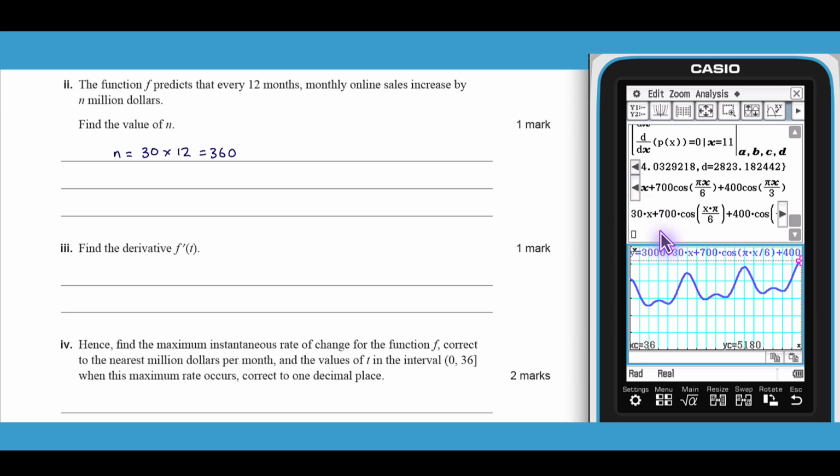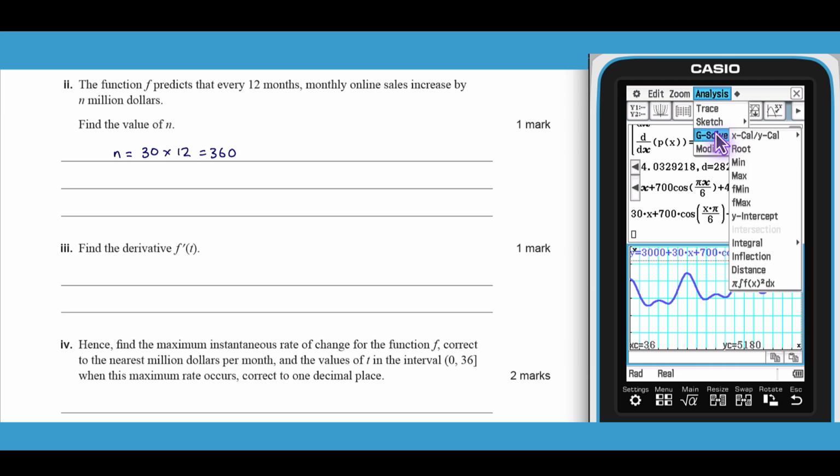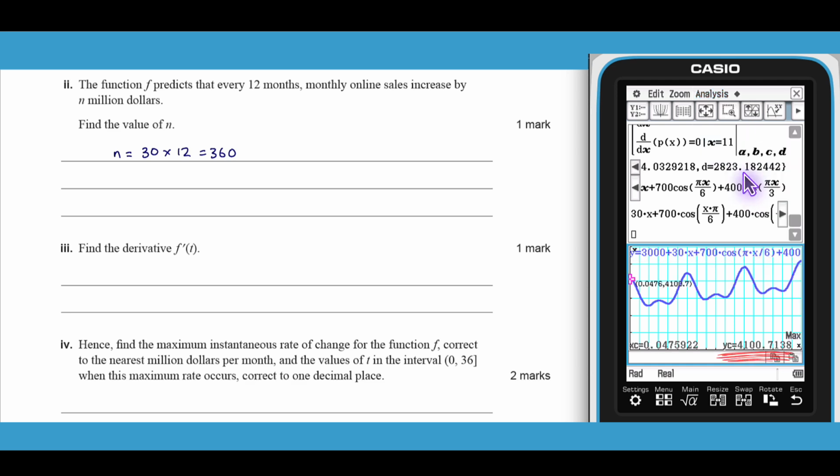This result can also be found by comparing function values at equivalent points in the sales cycle. One way to do this is to use Analysis, GSolve to find maxima. There is one with a function value of 4100 and another with a function value of 4460 12 months later, giving us that increase of N equals 360 over a 12-month period.